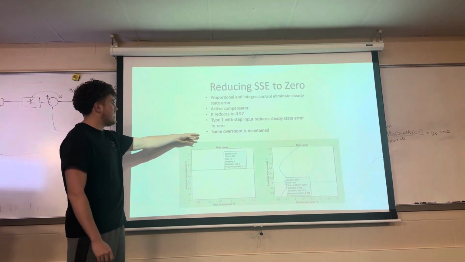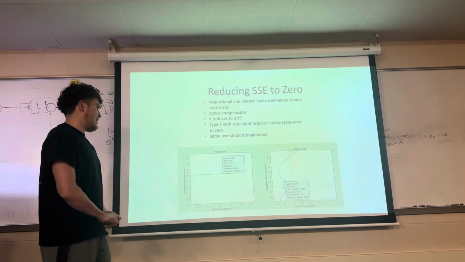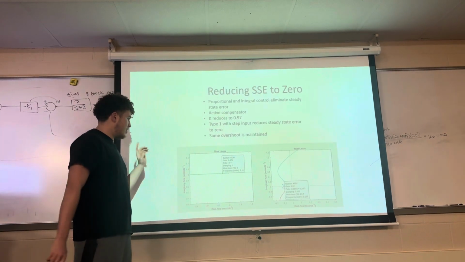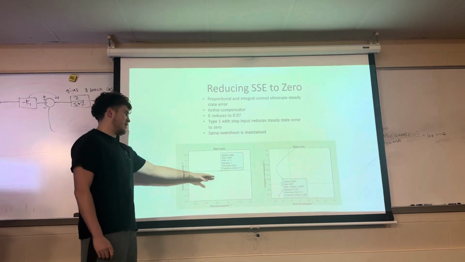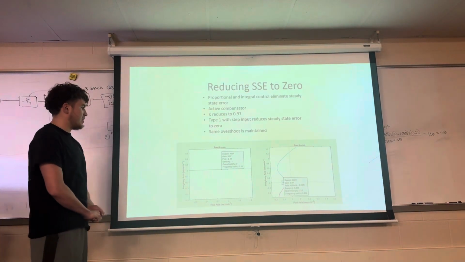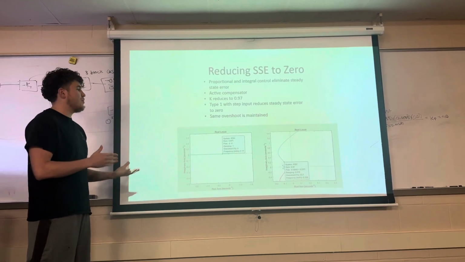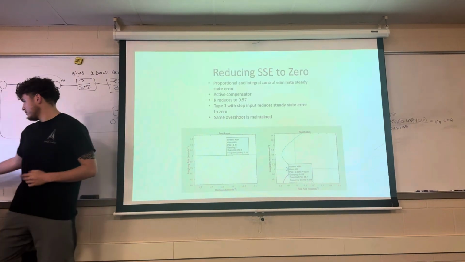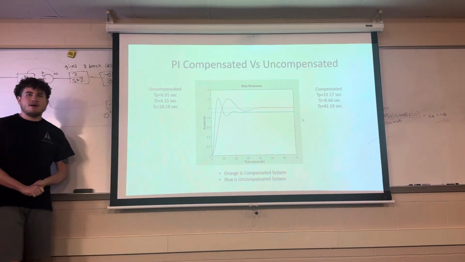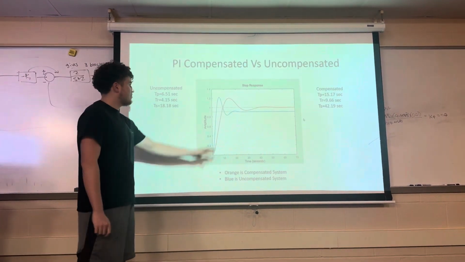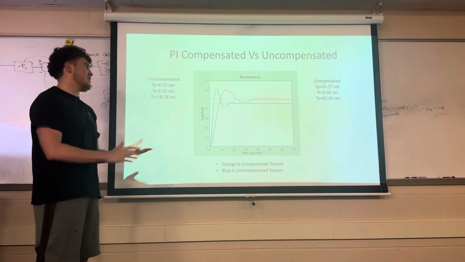Same overshoot is maintained. Our K reduces to 0.97, and we also have a valid second order approximation because of our pole location for our third pole. Also, if we do want to improve the transient response to go faster, we would add a lead compensator or a PD compensator as well.